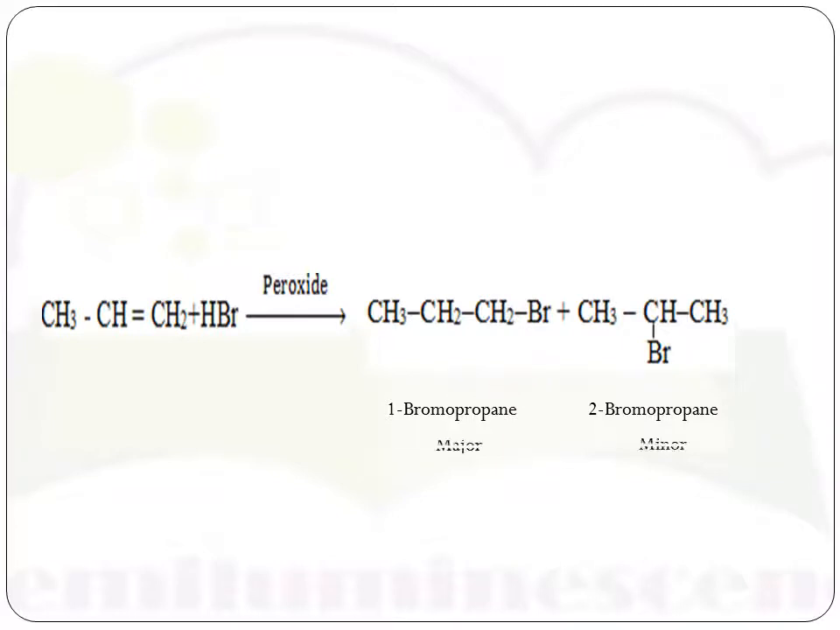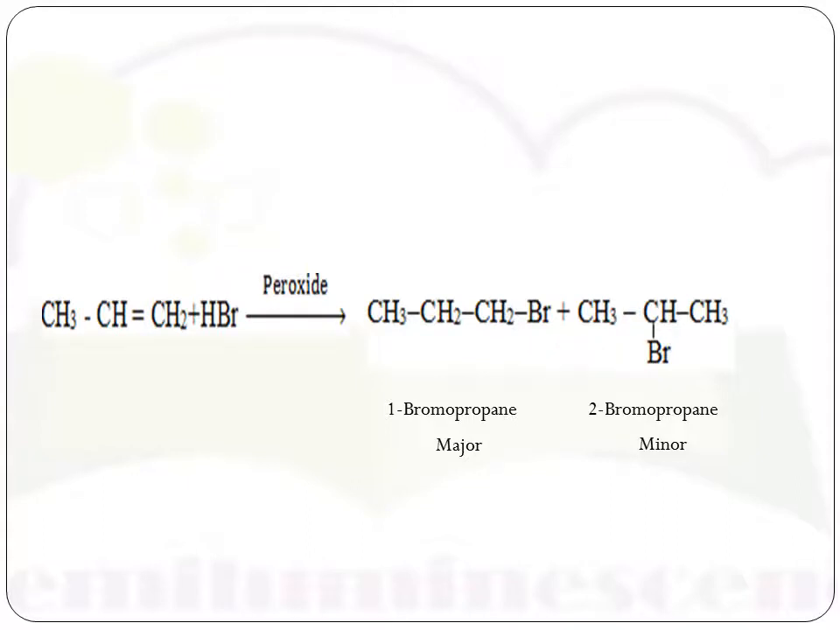Let's see, is it? No. It is exactly opposite. Now 1-bromopropane is obtained as the major product and 2-bromopropane is obtained as the minor product. Why does this happen? This happens because of the presence of peroxide. When peroxide is present in the reaction of addition of HBr to an unsymmetrical alkene, the product is obtained in a reverse way. This is called anti-Markovnikov's rule.